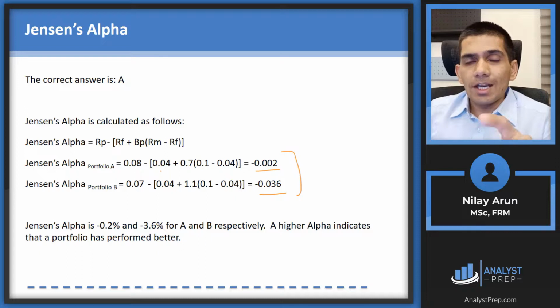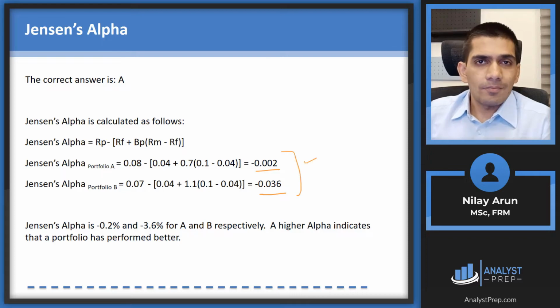However, we still need to select which one is the better portfolio. So even though both are negative, how do we select which one is the better one? We go for the one which has the higher alpha. So out of these two, which one is the bigger figure? It's a negative, remember that. So that's why it's minus 0.002. So the correct answer is portfolio A. So that's how we calculate the Jensen's alpha.